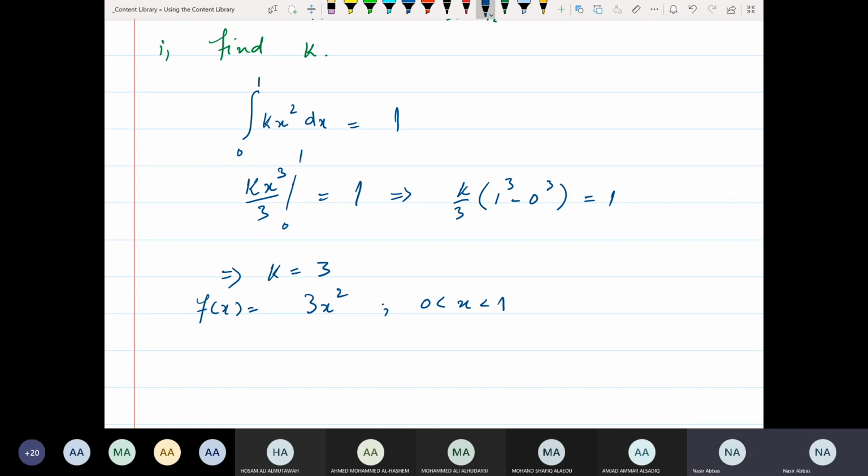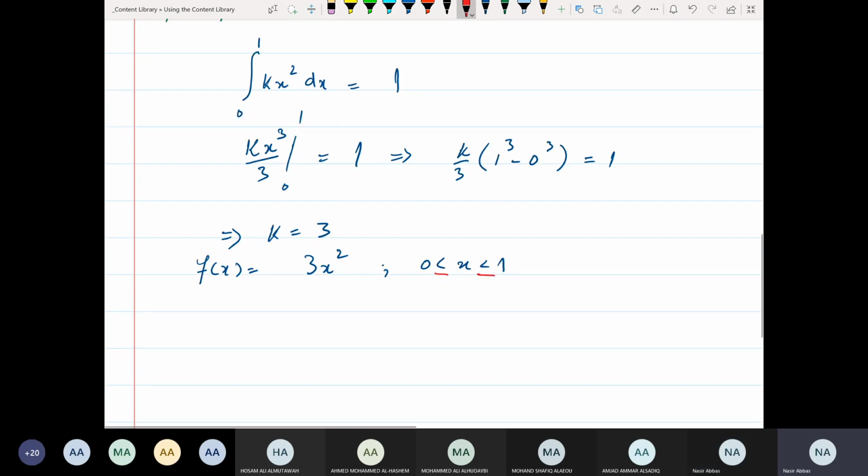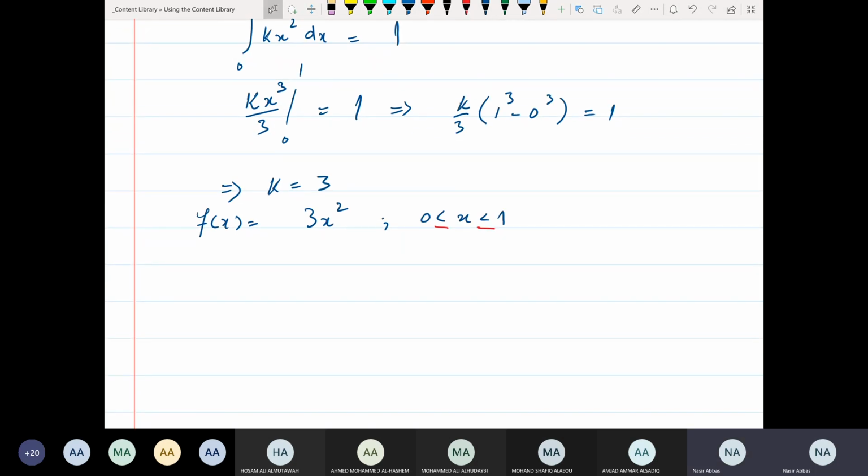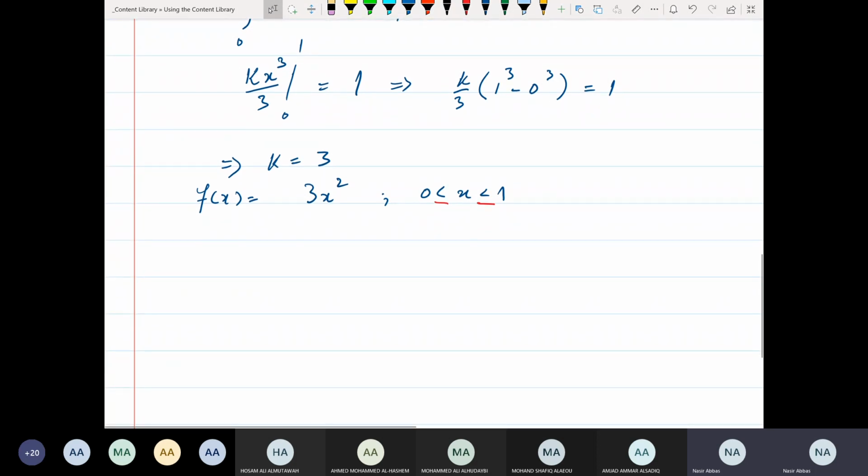Now I will briefly talk about these equal signs here. Whether I put them or not put them, it doesn't matter. Why? I'm going to talk about that now. When I write the domain of x like this, 0 less than x less than or equal to 1, and I write it like this, 0 less than or equal to x less than or equal to 1, what is the difference between the two? Can anyone tell me?